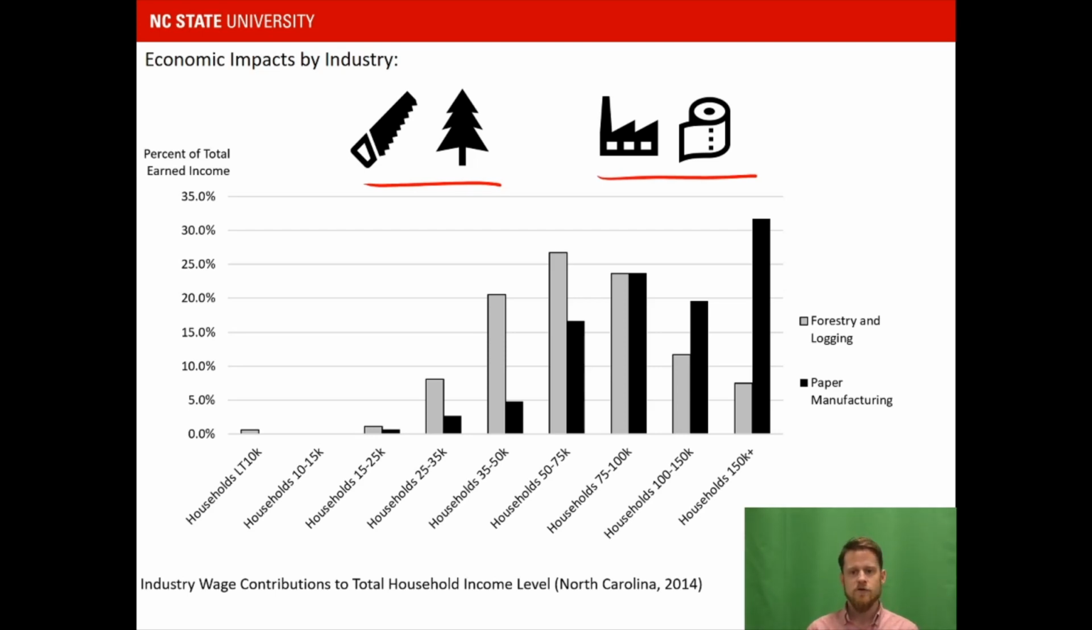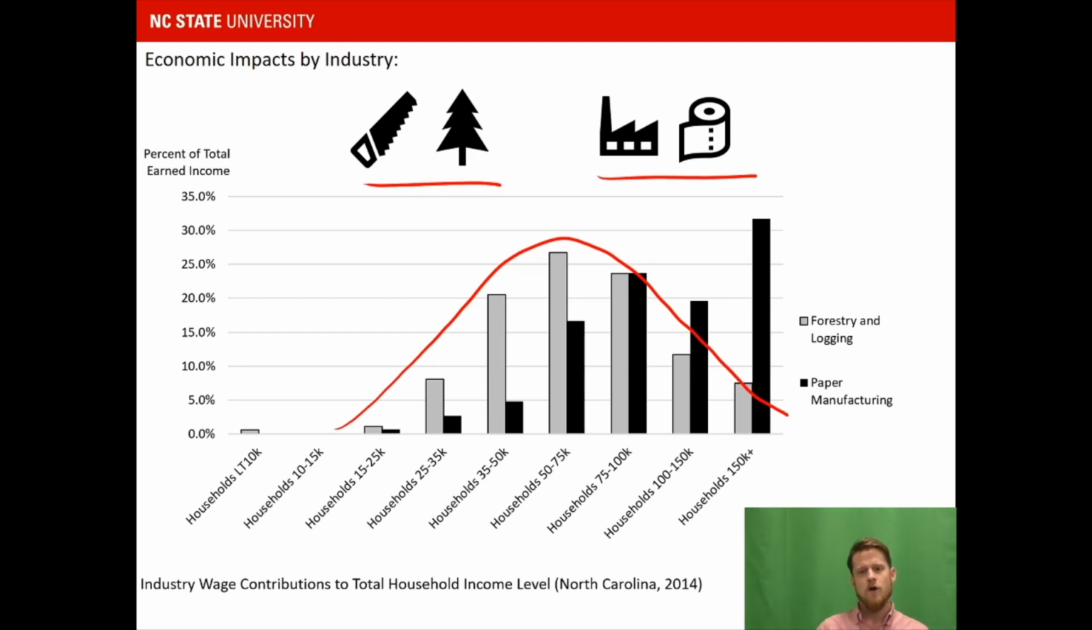So I've used some survey data to create these distributions. And if we look at the wages that are paid to workers in these two industries and where they end up, we see some big differences. Those workers out in the forest that are harvesting logs, the wages that they earn end up in households mostly in the $50,000 to $75,000 range.